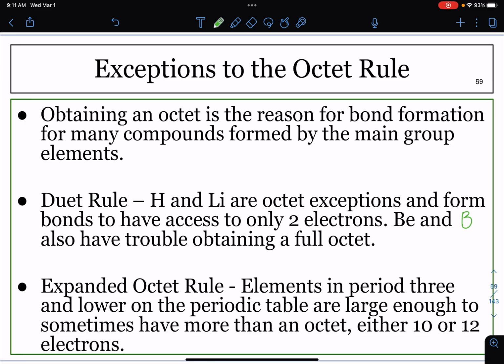Of course, there's also something called an expanded octet, and those are for the elements in period 3 on the periodic table or lower on the table. They are large enough to sometimes have more than an octet, either 10 shared electrons or 12 shared electrons, and we'll see some examples of those in this lesson.